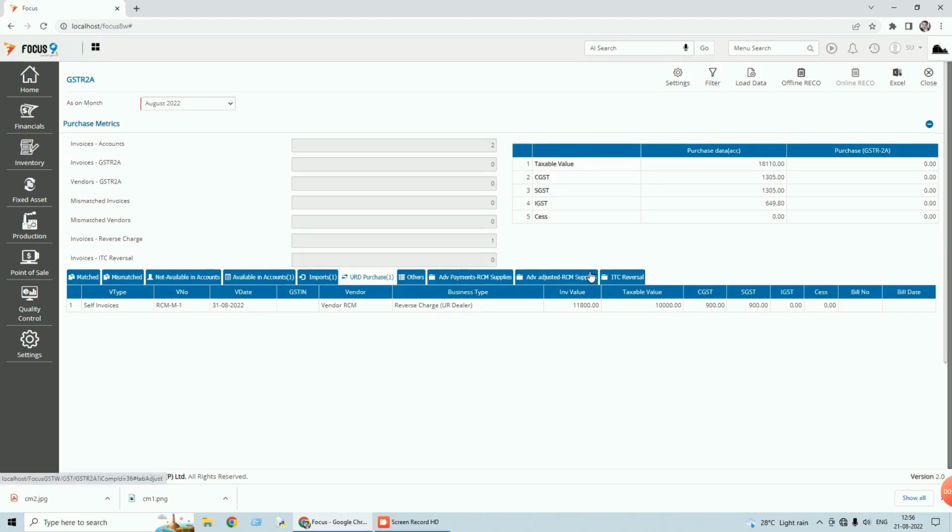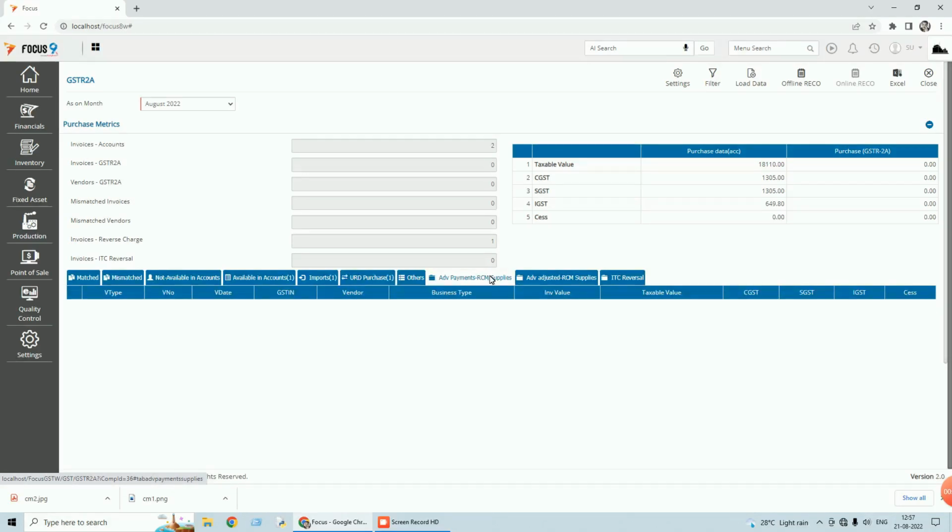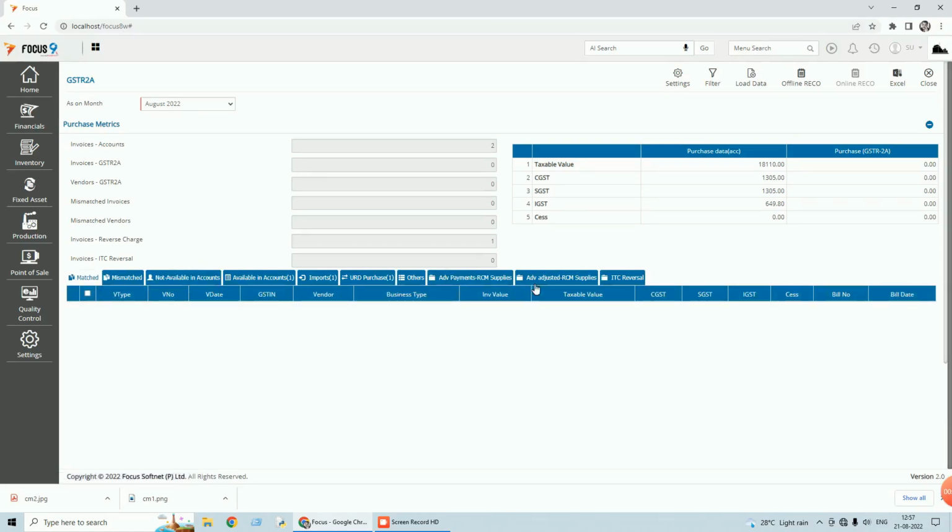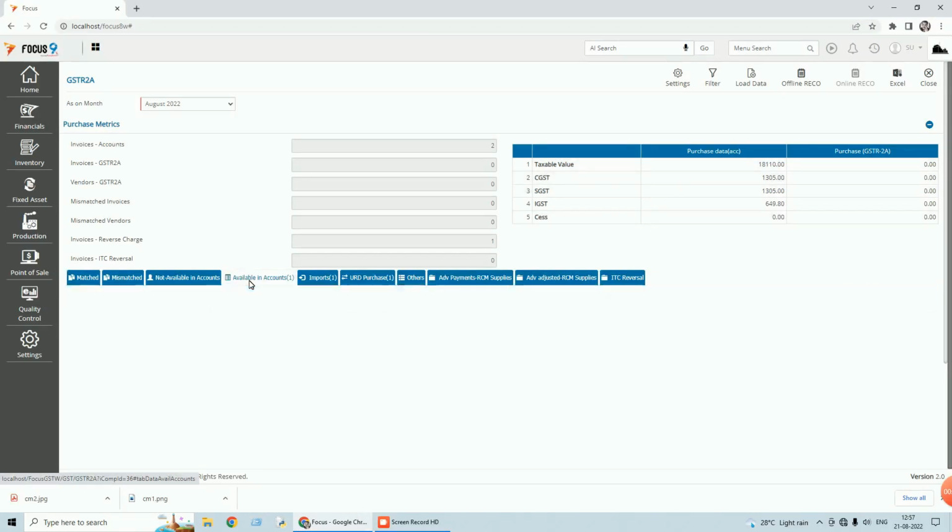This is the GSTR2A. This is the report we extract from Focus. So here we don't need to make any JSON file. Even the portal is asking only JSON file for GSTR1. This data you can see there. If at all any advance payment, you can see the advance payments here. So all the tabs you can go through these reports. You will know what are the reports you can extract.